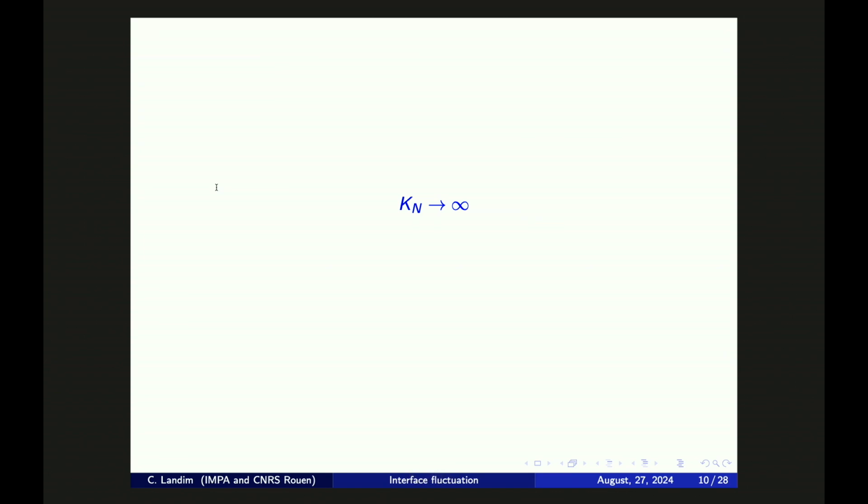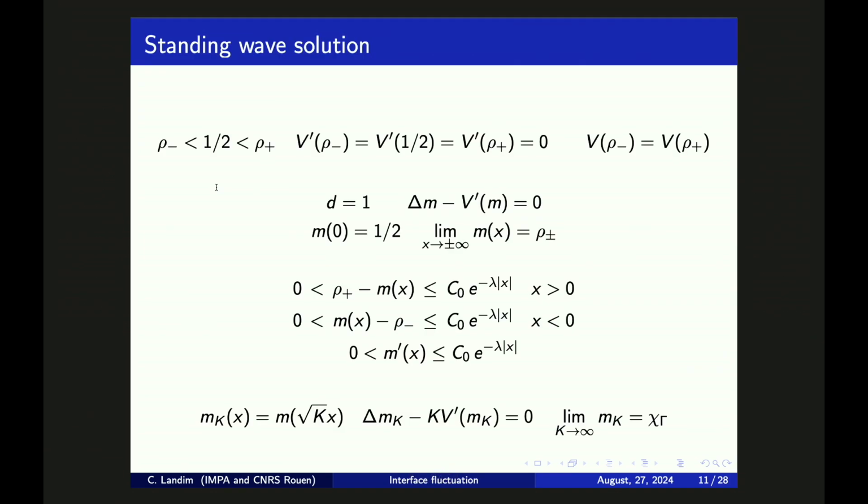So now let's continue with what happens when k tends to infinity. Now we'll allow k to depend on n. Let me remind you that rho minus and rho plus are the stable densities, and 1/2 is the unstable one. We are considering the symmetric case. To present the main result, I will need to introduce what's called the standing wave solution of the equation.